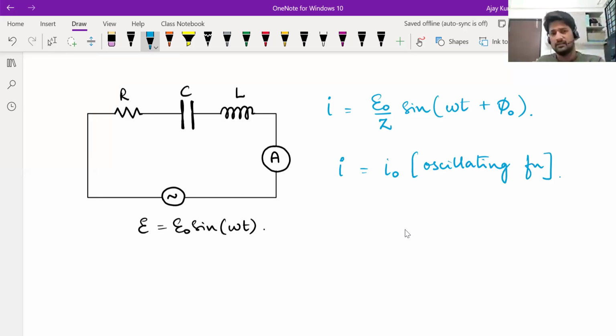Then in this case, what reading will the ammeter show? Does it show the peak value? Does it show the current at that particular moment? Or does it show the average current? Does it show the RMS current? What do you think it indicates?